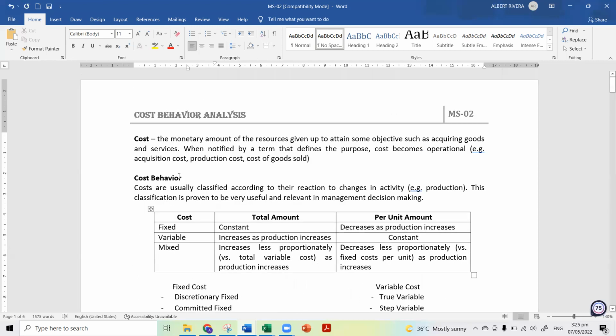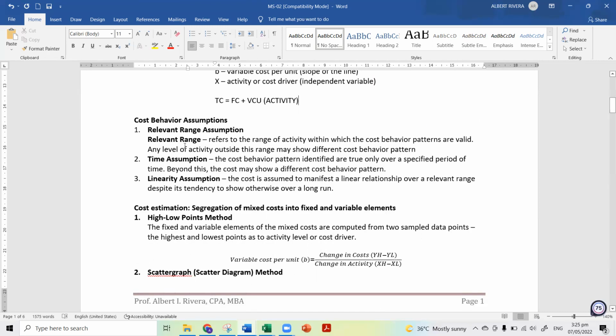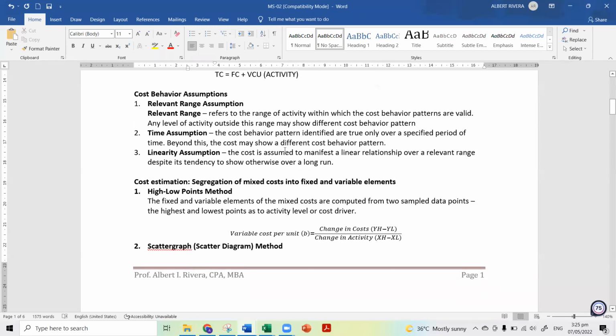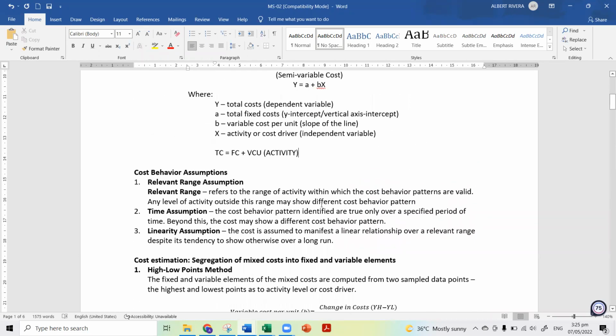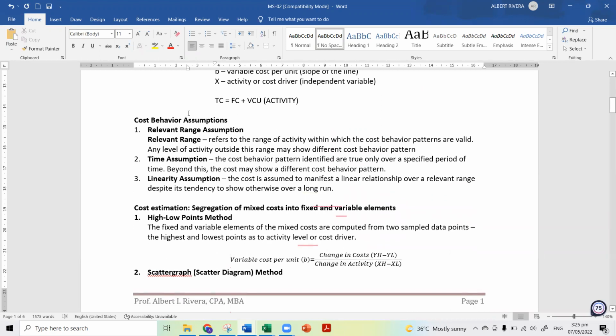This behavior of cost is only true in a certain relevant range. Relevant range refers to the range of activity within which the cost behavior patterns are valid. Any level of activity outside the range may show a different cost behavior pattern. These are your cost behavior assumptions. Time assumption: the cost behavior patterns identified are true over a specified period of time. Beyond this, the cost may show a different pattern. Linearity: the cost is assumed to manifest a linear relationship over a relevant range despite its tendency to show otherwise over the long run.